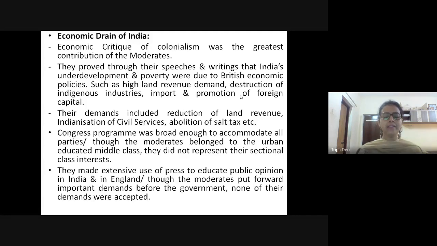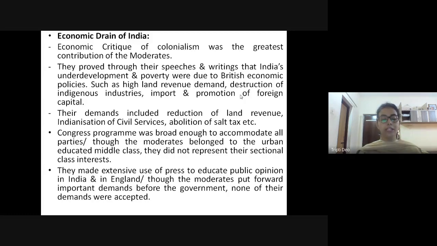So they made extensive use of the press. Hum dekhenge ki jo shuruaat ke daur mein press mein newspapers aur journals nikle the, magazines nikalti thi, wo by and large moderate leaders ne shuruaat ki hai. At this point of time, 1885 se kuch about 1905. So press to educate, they made extensive use of the press to educate public opinion in India and in England.